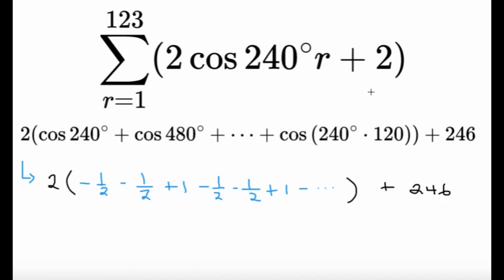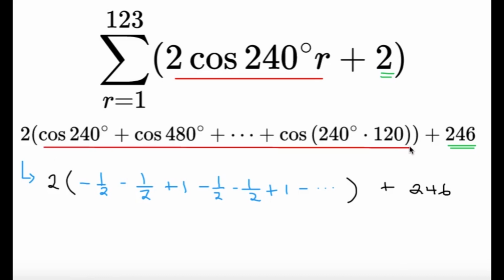Now the next part is to expand. Technically I'm just adding 2 cosine 240 plus 2 cosine 480 and so on. And in the right part, of the plus 2, I'm just adding 2 123 times, and therefore I'm ending here with 246. So the 246 is already okay. Now what I want to do is to get this. Those are all special angles, so we can see what each evaluates to one by one.